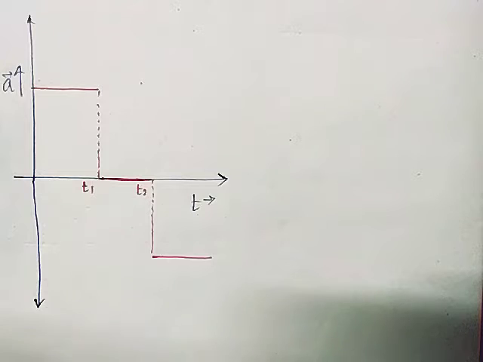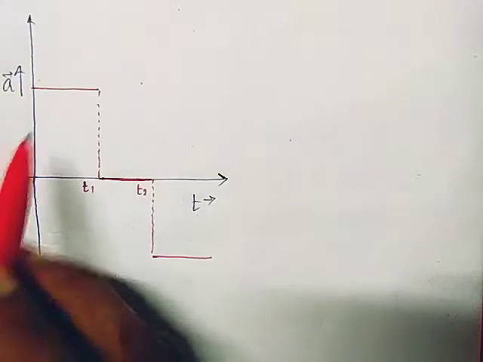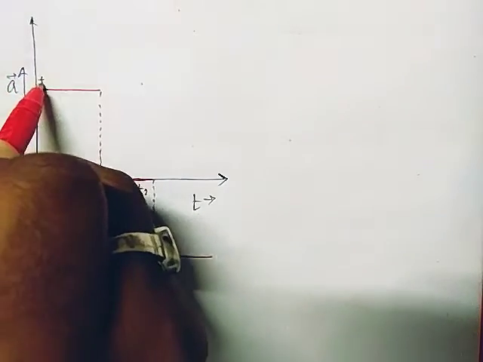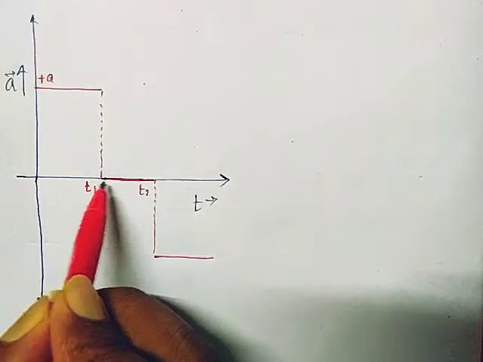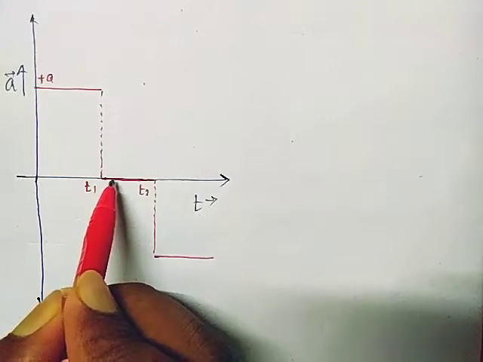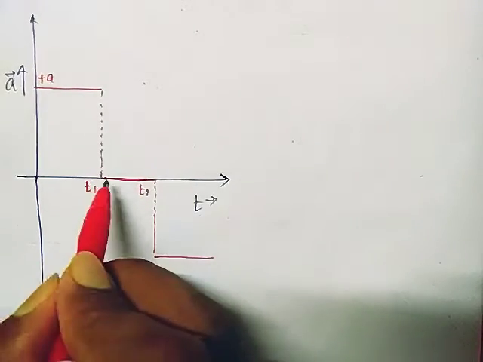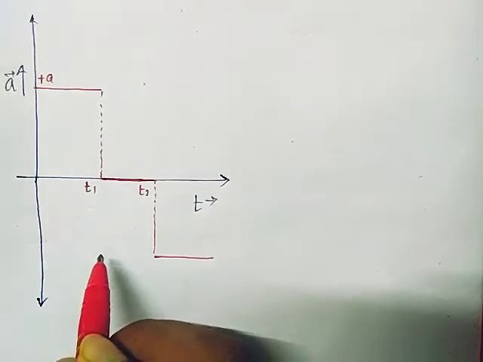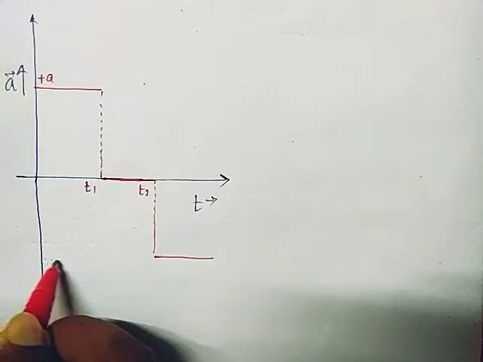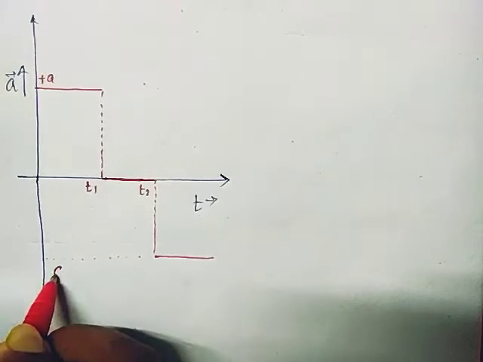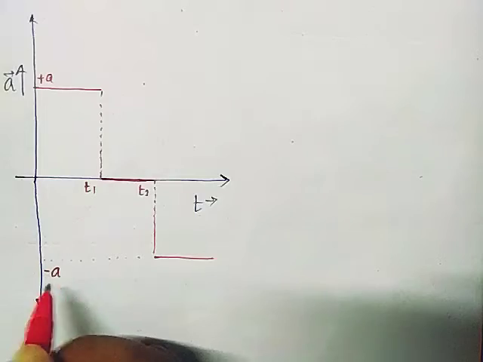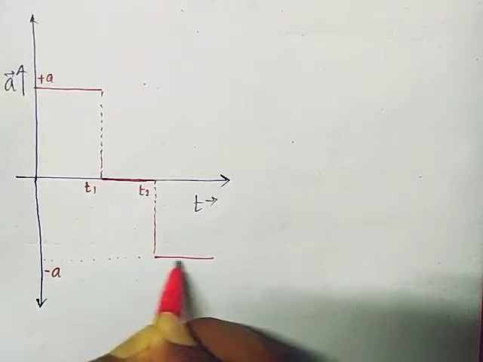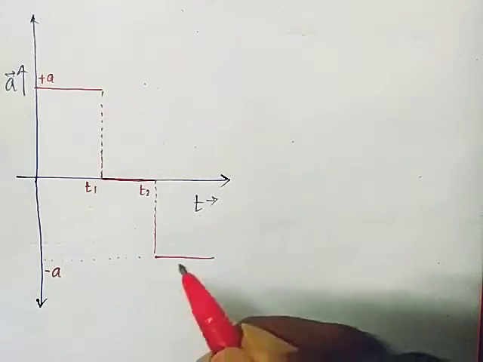Now let us take this variation of acceleration versus time. The acceleration is constant and positive, the plus a value, up to t1. Then between t1 and t2, the acceleration becomes 0, and after that the acceleration again takes the same value but in the negative direction, so it is called a retardation. So the acceleration becomes retardation at a time greater than t2.